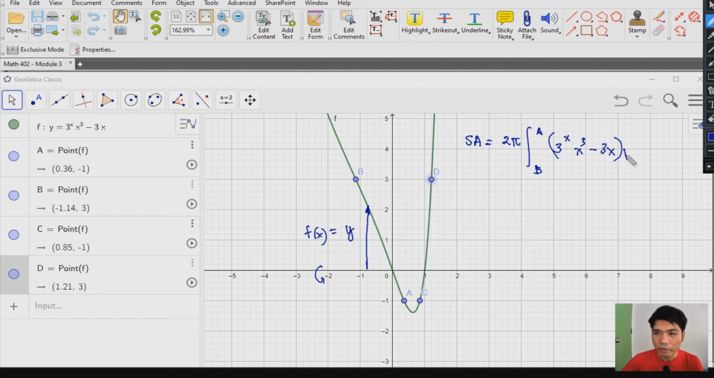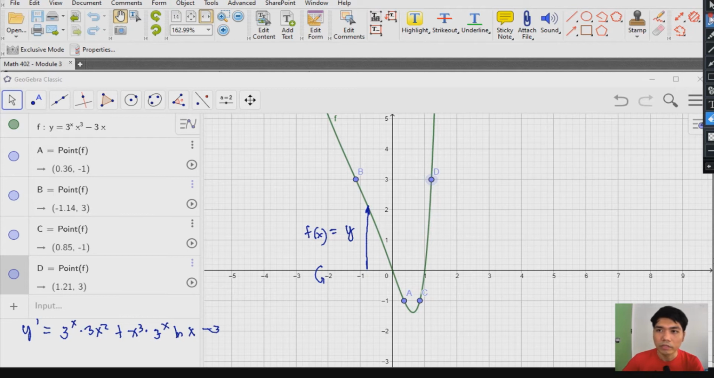But then again, the formula for this case for the arc length is still the same. So 1 plus the derivative and then we square that derivative. So the derivative in this case is 3 raised to x times 3x squared plus x cubed times 3 raised to x ln of 3 and then minus 3. So I think hindi siya kasya dito, pero let's move it here na lang.